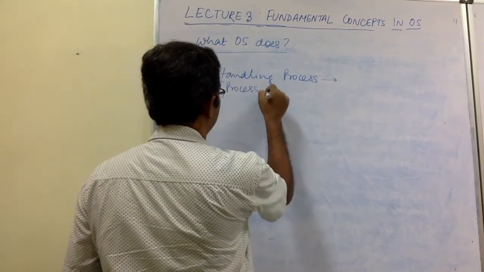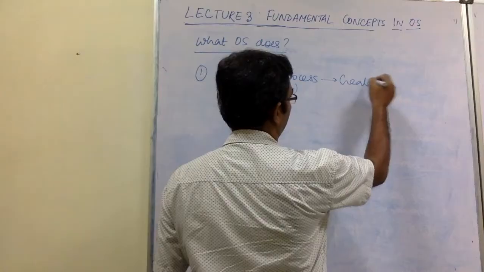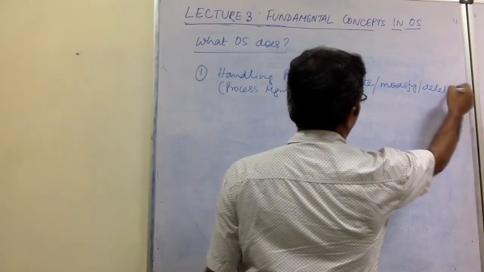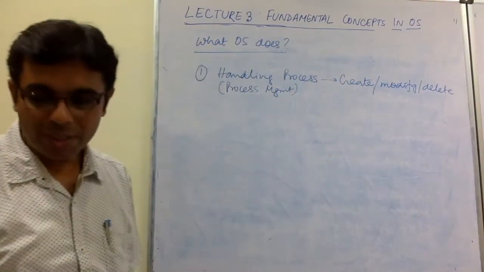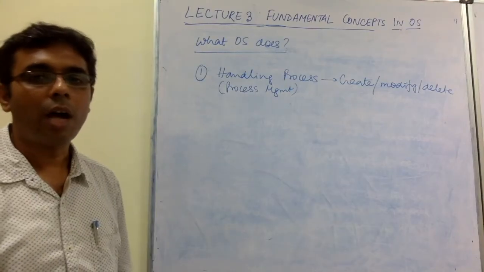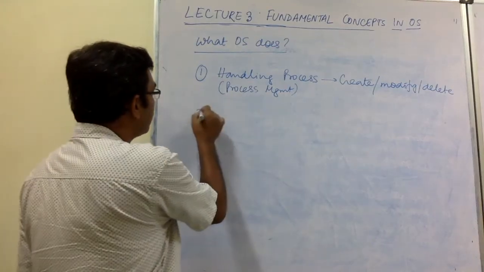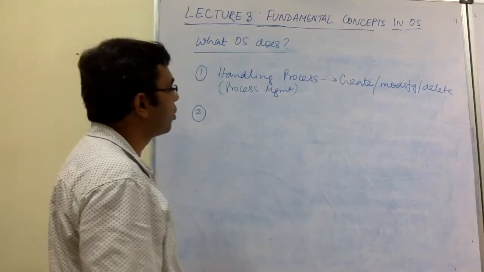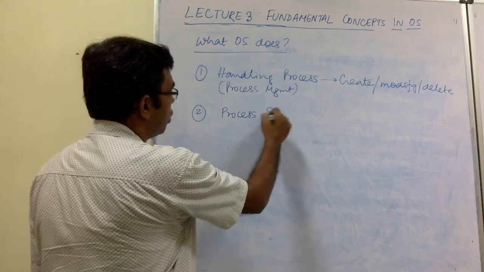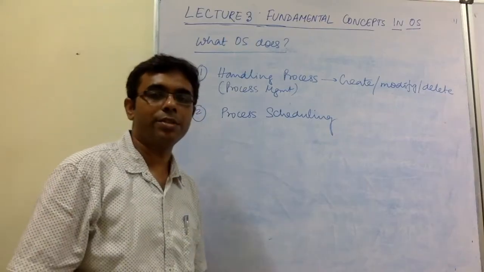And what does the OS do? The OS provides different ways to create a process, to modify a process, to delete a process, that is, to destroy a process. We will come across all that, how the OS helps in working with processes. Then we saw how it can manage the processes. For that it needs some kind of process scheduling to decide which process will be given a chance to access a certain resource.